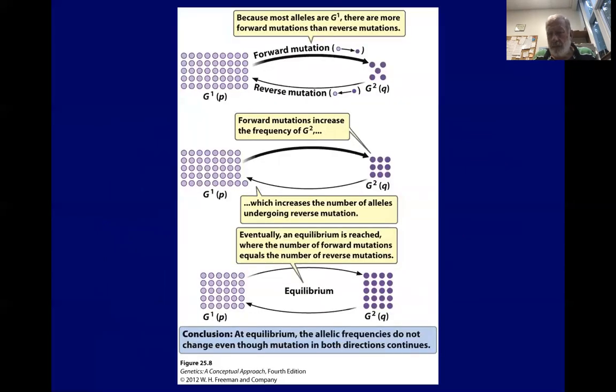This shows you that mutation rates can reach an equilibrium. So at the top here, we've got the forward mutation rate of the pale circles mutating to the dark ones and the reverse mutation under that. And as we get more dark G2 alleles accumulating in the population, the reverse mutation rate increases, and eventually an equilibrium where the two mutation rates are about equal is achieved.